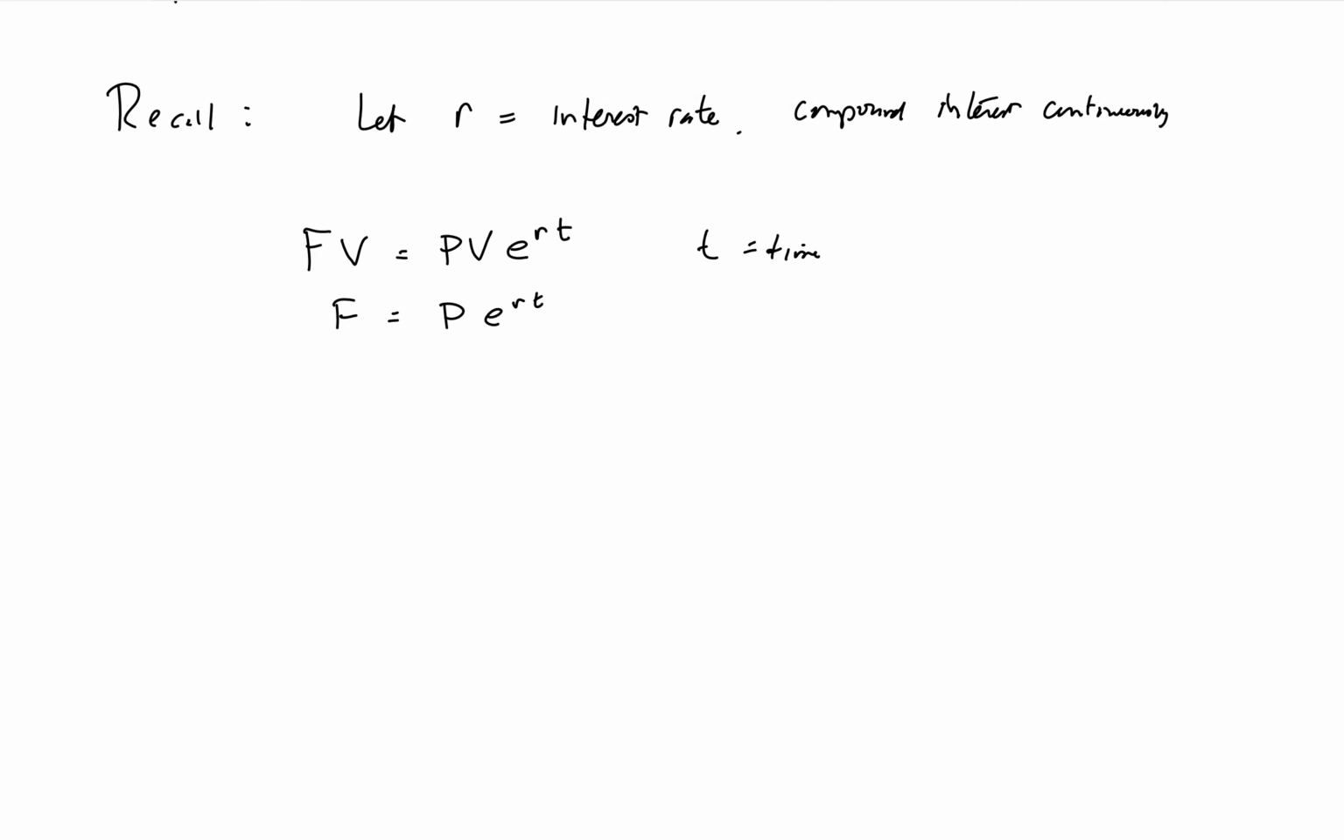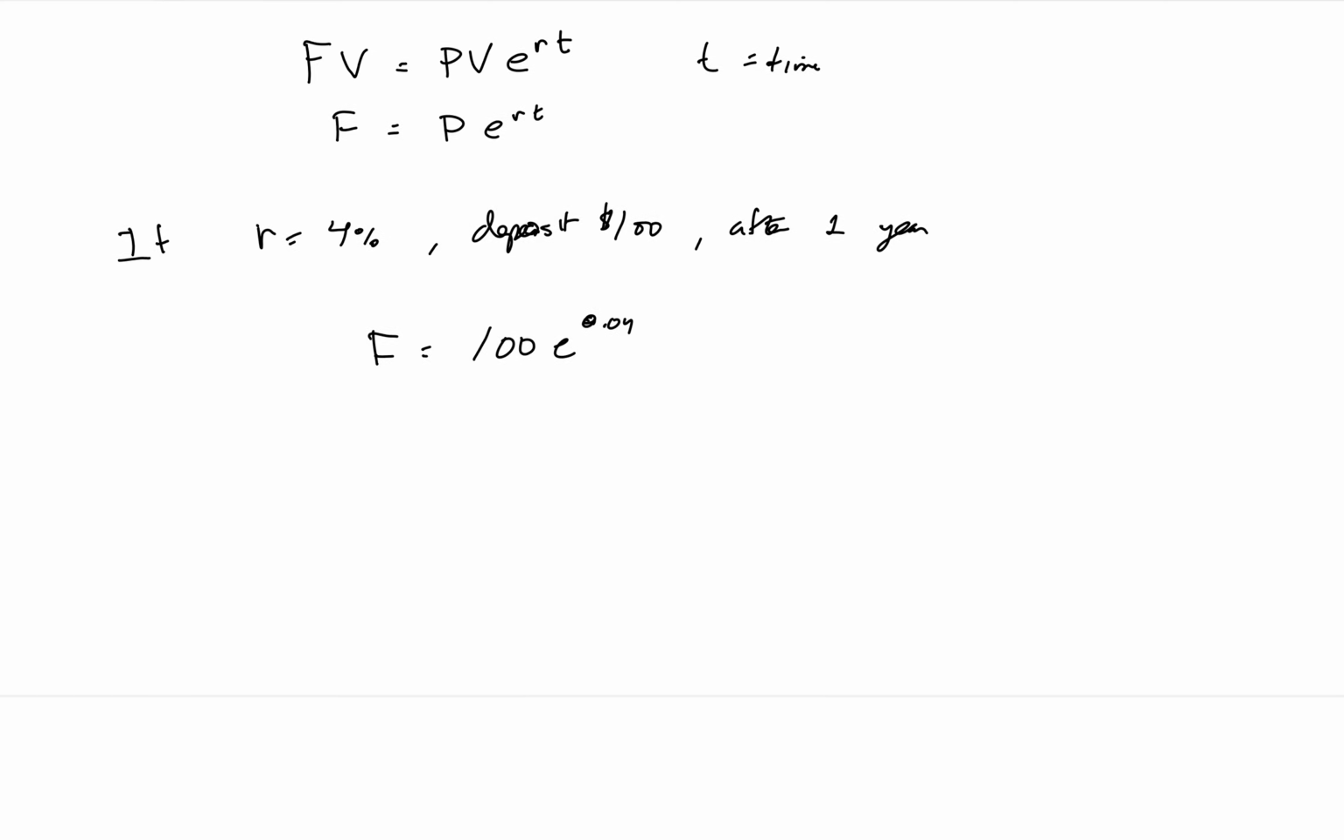So for instance, if the interest rate R is equal to 4% and you deposit $100, after 1 year your future value would be 100 e to the 0.04. So it goes up a little bit, not much. Now what we're going to look at is the situation of what if we have a company, so suppose we have Pepsi or Coke or something like that as our company. With that, you're not getting deposits at the end of each day or at the end of a year or something like that. You're making money constantly.